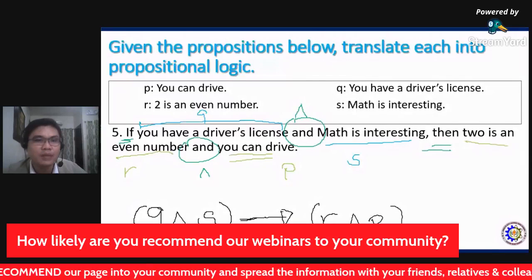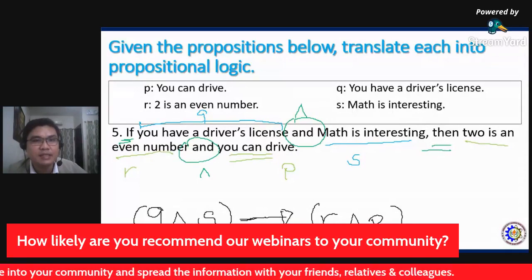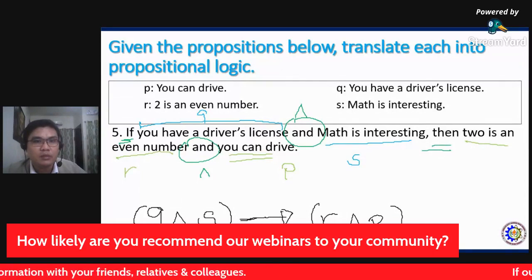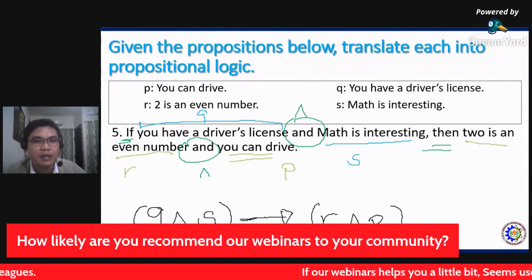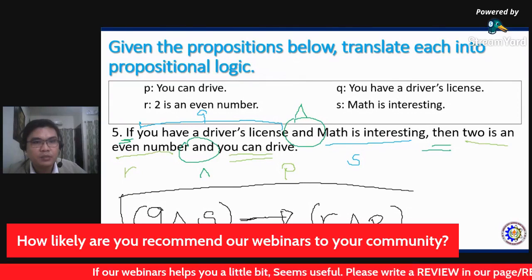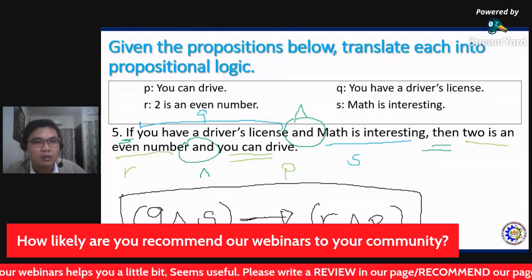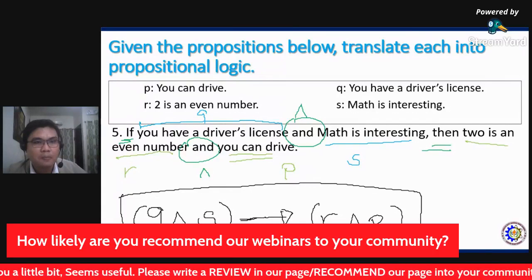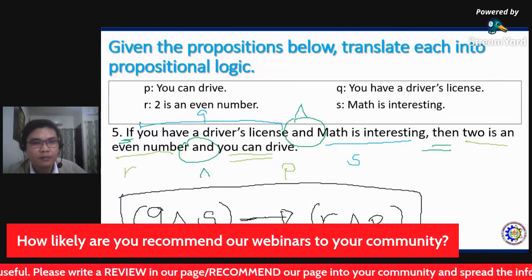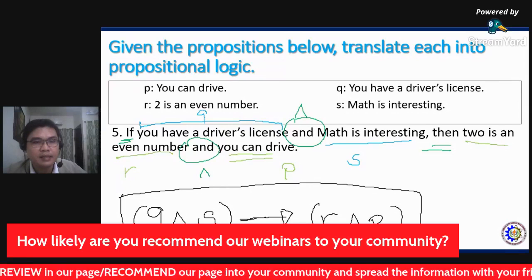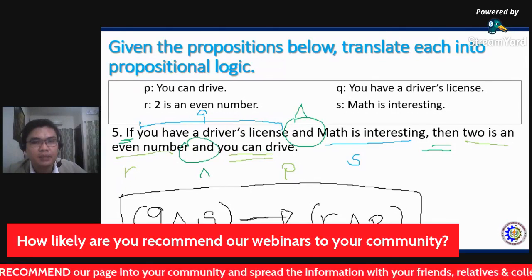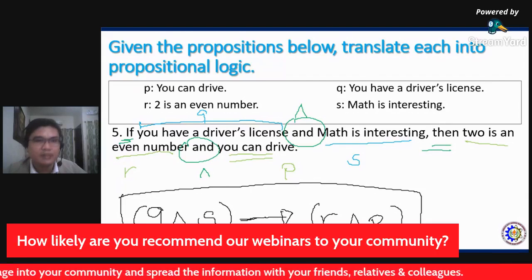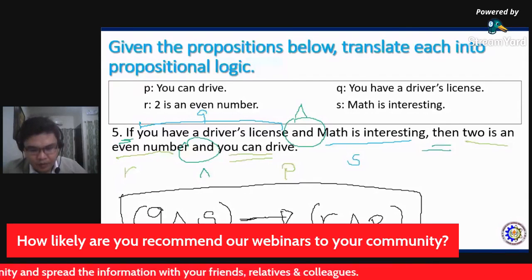And then we need to group that, in order to emphasize that this is one group and part of the then statement: 2 is an even number and you can drive. So that is represented by R and P. So our final answer would be, if Q and S, then R and P. That is our answer. If you're getting the idea.